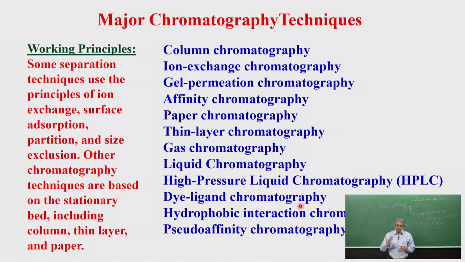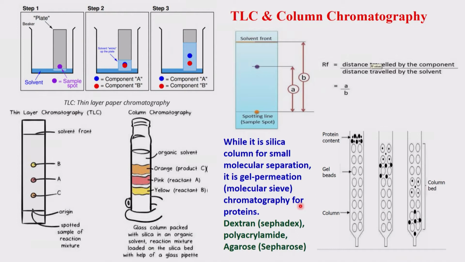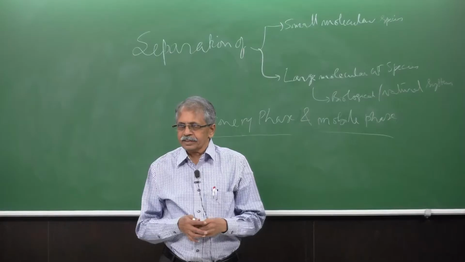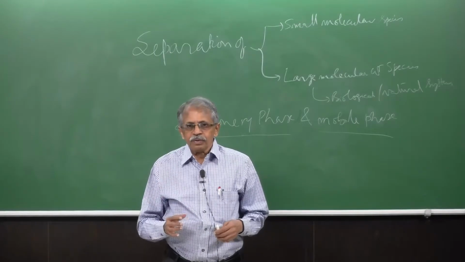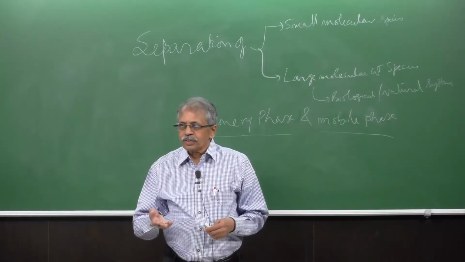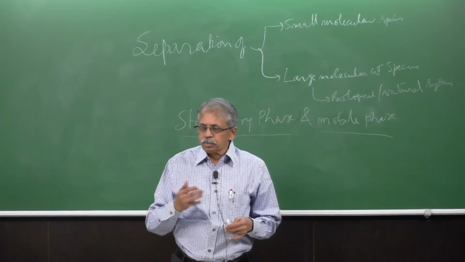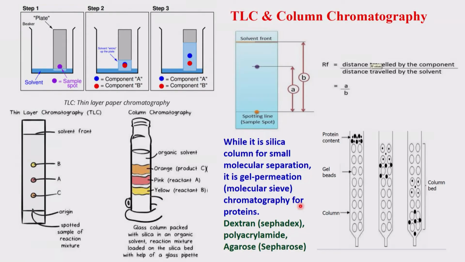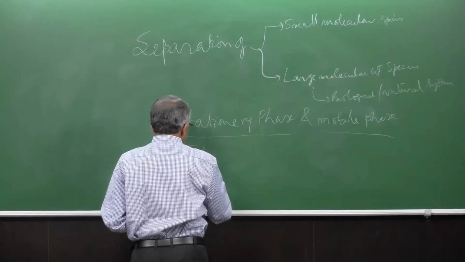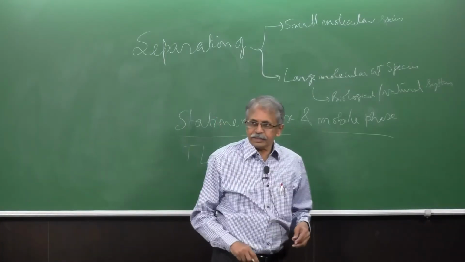And pseudo affinity, which is partly affinity, a part of the affinity kind of thing. So very many techniques are possible. I think I talked to you about close to a dozen techniques. Let us look at least a few of them with the basic principles and how they function, so principle and process. First one, let us look at thin layer chromatography, which is referred to as TLC.